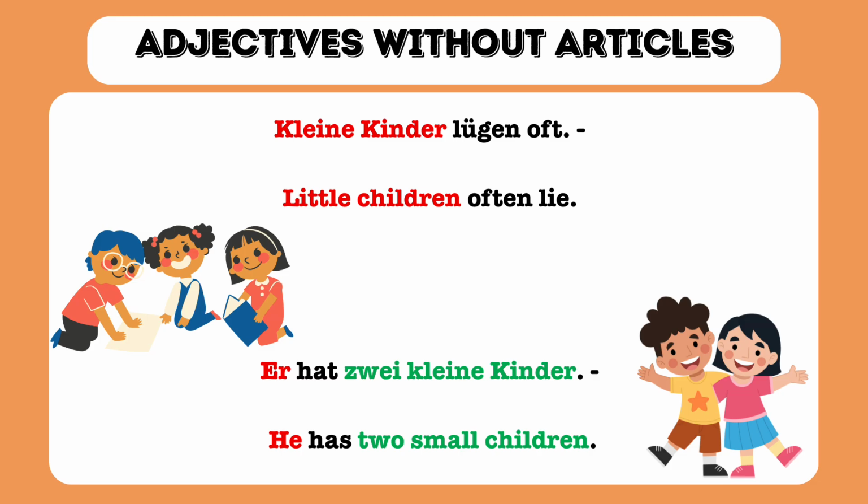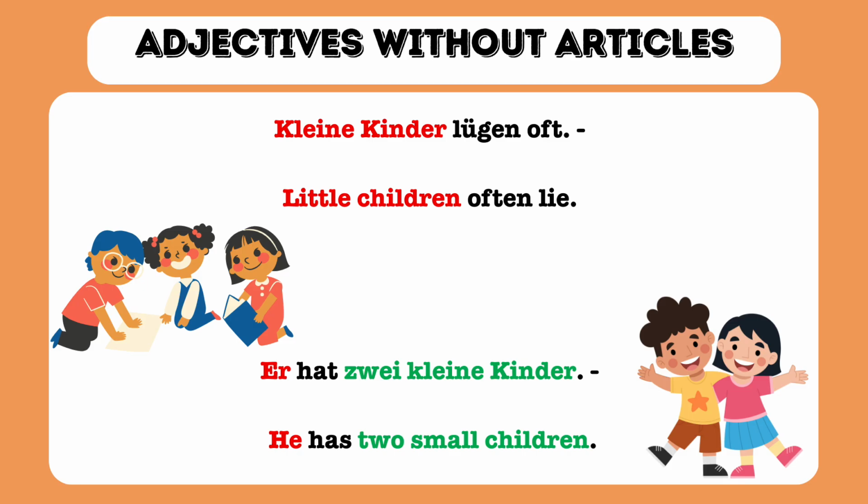Kleine Kinder lügen oft. Little children often lie. Here we would usually say die Kinder, the children, but we're using an adjective instead of an article, so we put the E at the end of the adjective. Kleine Kinder. Kleine Kinder lügen oft.